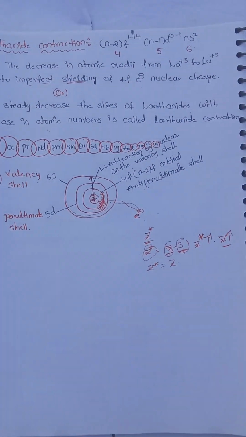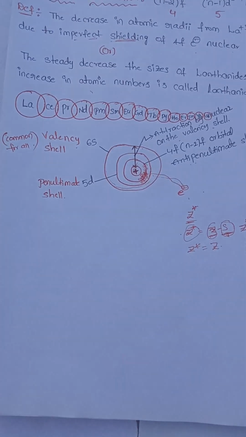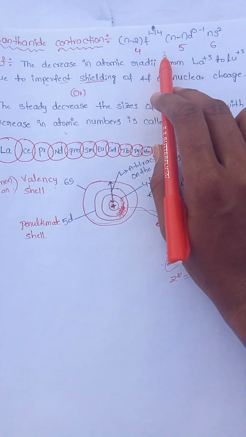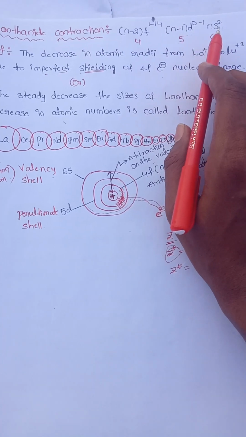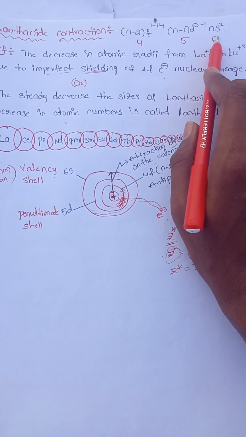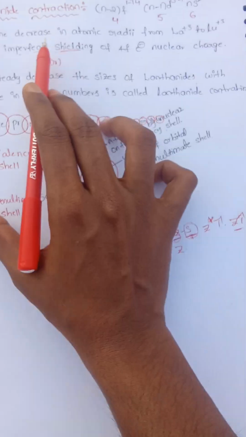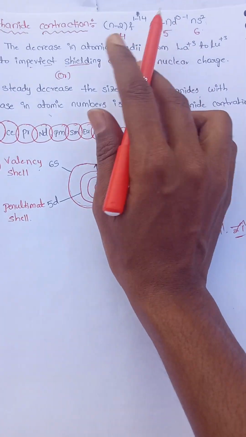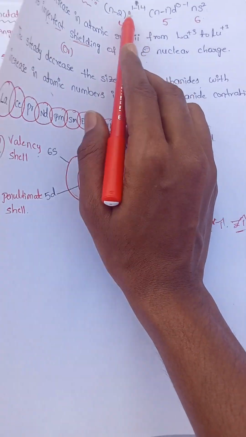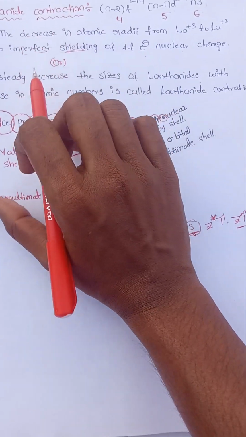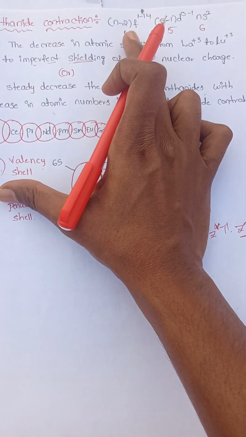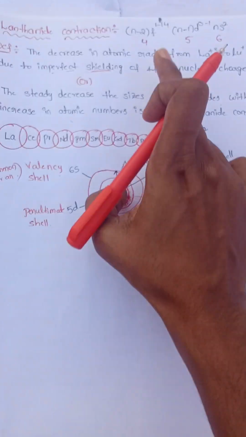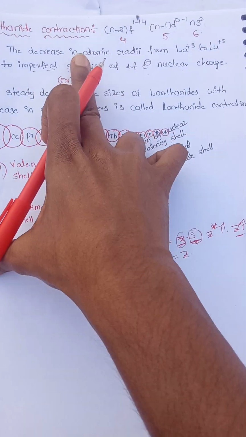So for explanation, the general configuration is (n-2)f. In this general configuration, 6s2 is common for all the atoms. 5d 0 to 1 is a slight difference between 6s and 5d. For 4f 1 to 14 is more difference, that means it depends on the atomic number, to fill the electrons 1 to 14. So when atomic number increases, the number of f orbital electrons increases.